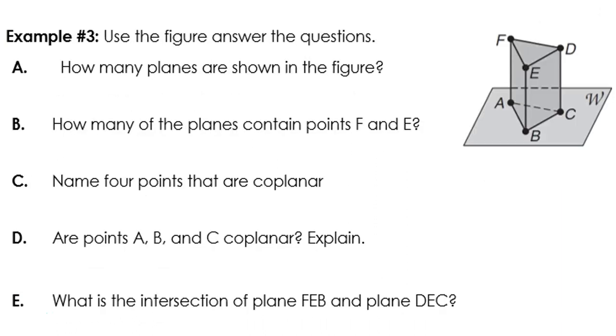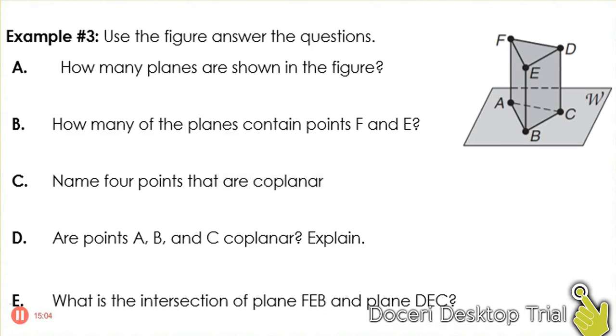Example 3. How many planes are shown in the figure? So how many planes do we have? Well, remember, through any 3 points, there's a plane. So I have this plane up here, which is 1. I have the plane on the back of this figure, which would be 2. I have the plane to the right, which is 3. I have the plane to the left, which is 4.